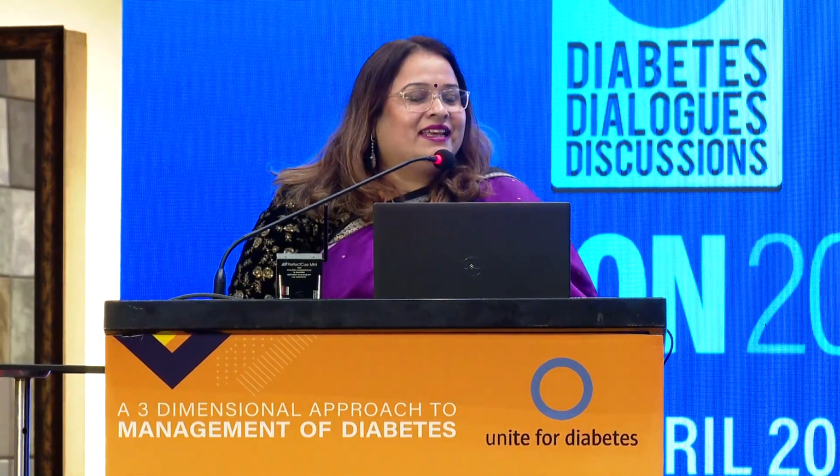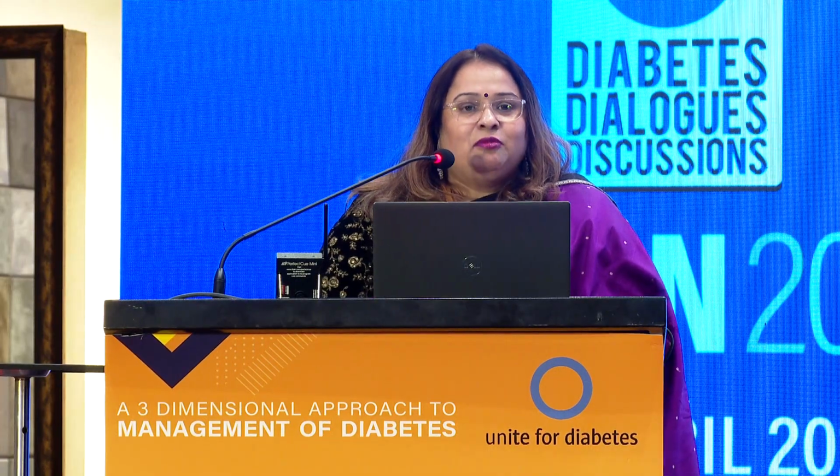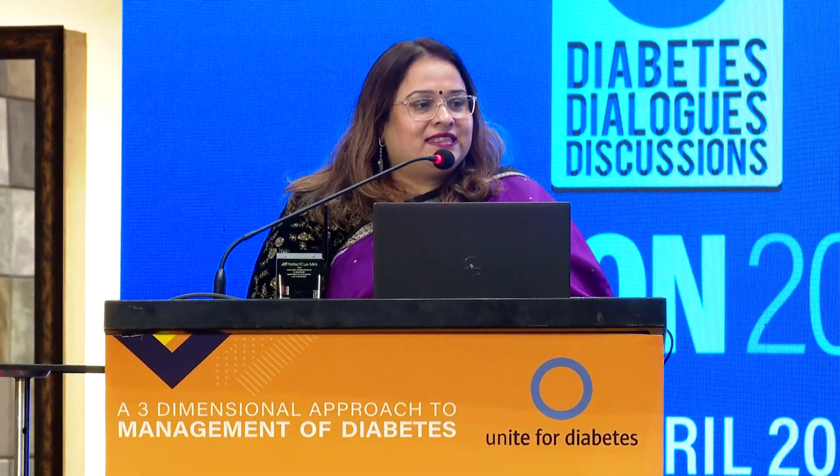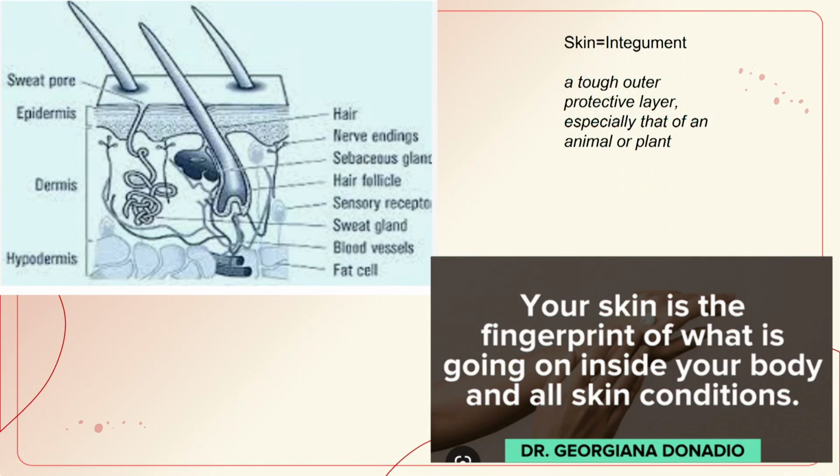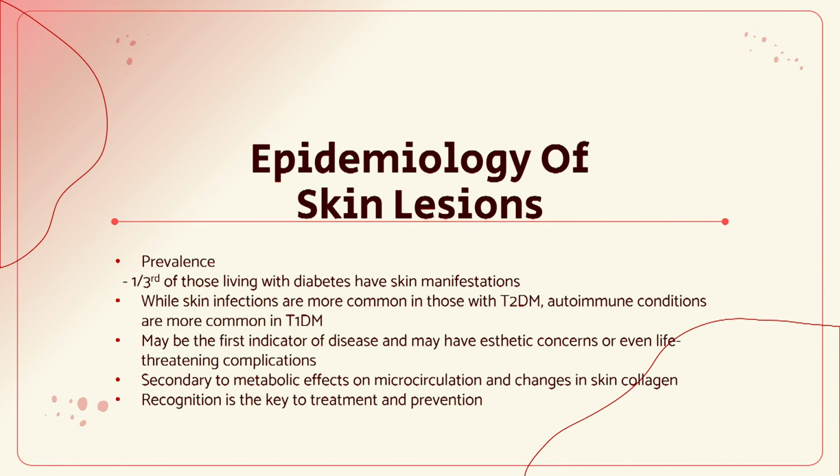So anyway, I think we all know what skin is, the structure of it, what the integumentary system is. But what we fail to acknowledge is that it's really a reflection of inner health or inner disease, and it can really give us a lot of hints as to what's going on within. So your skin is the fingerprint of what is going on inside your body and all skin conditions. Very rightly said so. At least 1/3 of our patients or people living with diabetes have skin manifestations of different kinds at different stages in the disease process.